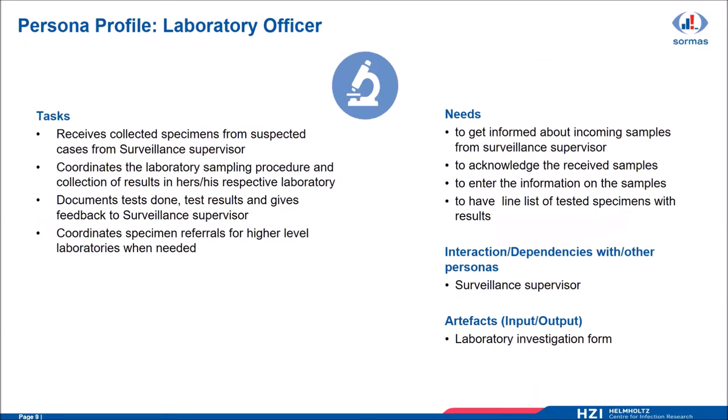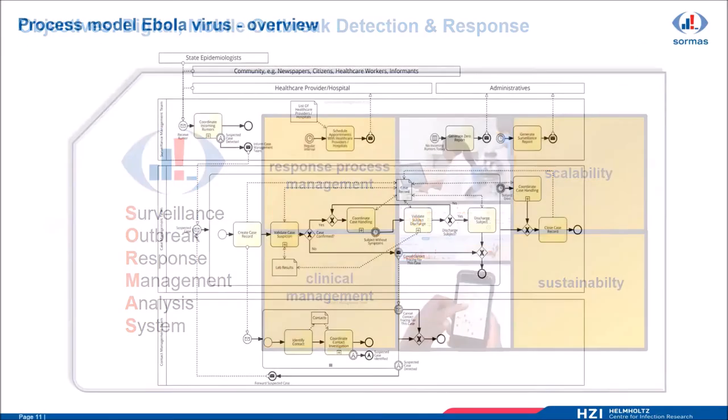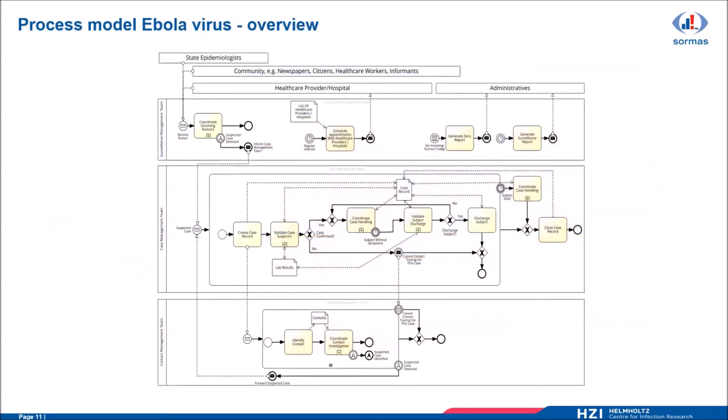We went through a process model where we were able to identify the tasks, the needs, and interactions between officers using a design thinking methodology. So what it means is that we asked each officer, what exactly are your tasks? What do you want to see? What do you do? And then we used that to define a process model algorithm that was programmed into SORMAS.